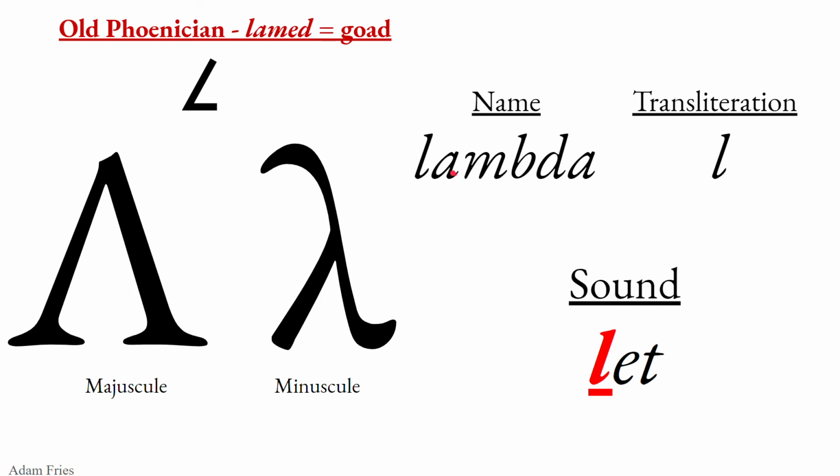The Old Phoenician lamed, a goad. What's a goad? A goad is a pokey stick. Normally people use a goad, a pokey stick, to poke animals, to drive them, to make them go places. But of course, you can use a goad against your sibling, but your parents would get mad. So a goad is a pokey, annoy stick. So from lamed, goad, we get the Greek lambda. Transliteration, it's just an L, like let, just a normal L, la.